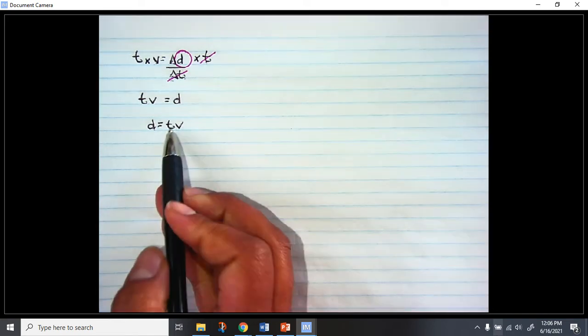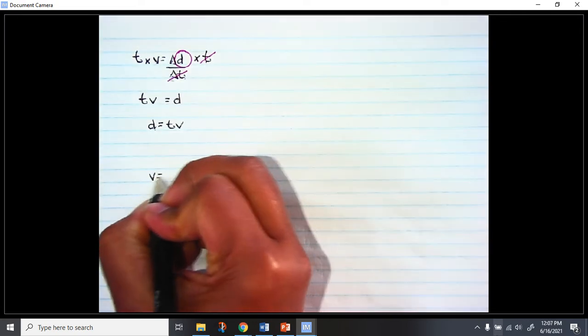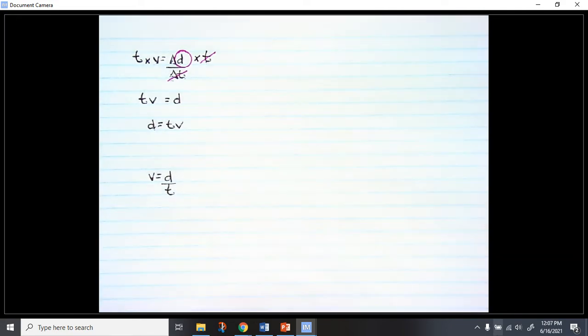Okay, so now let's look at time. What if we're given, so let's start again with that original formula. Speed is equal to distance over time. Okay, so now I need to get time all by itself.